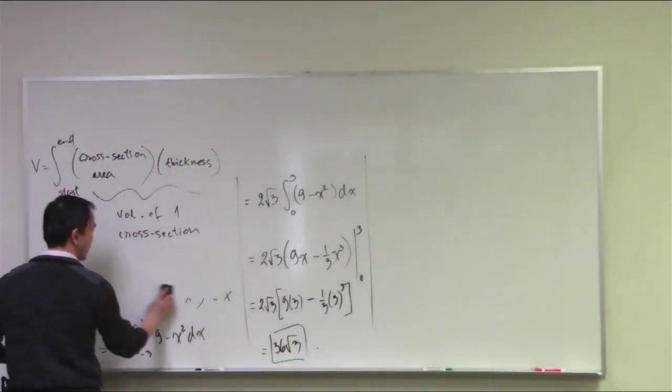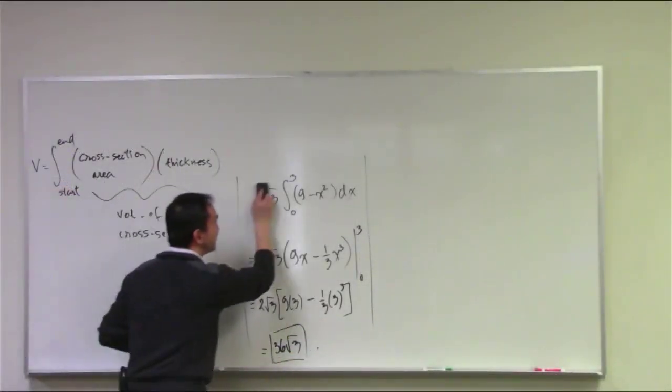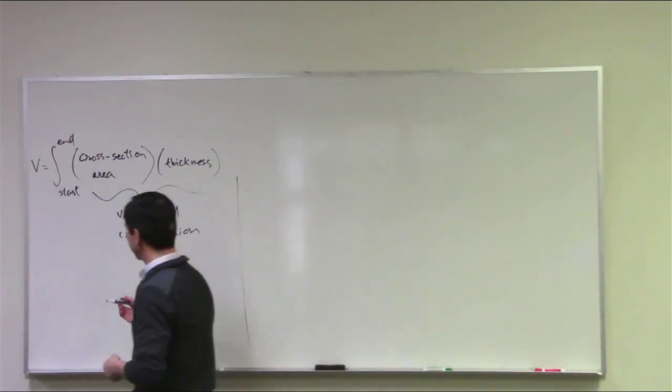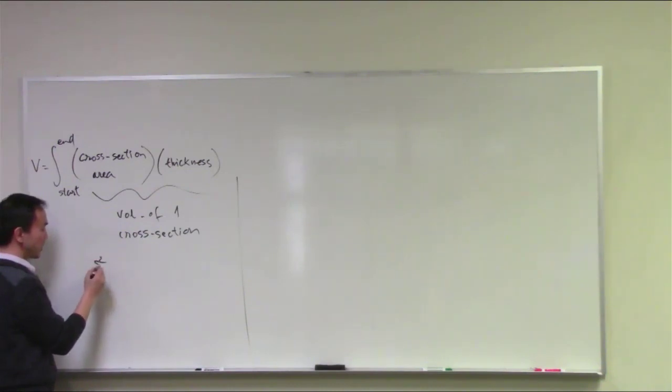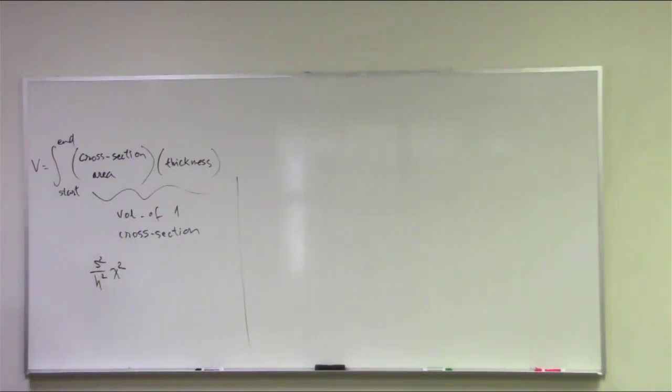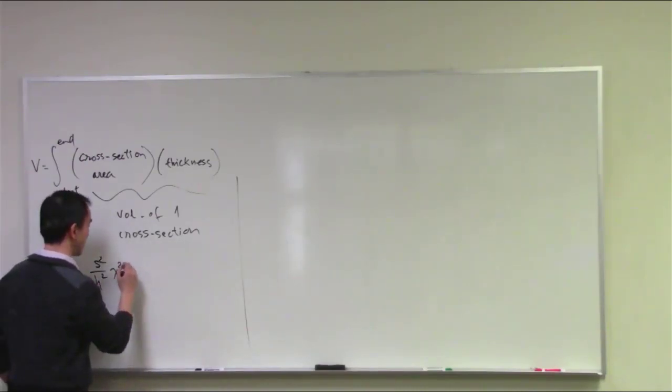So for the integral to calculate the final volume, the cross section's area is s squared over h squared times x squared, right? And then we multiply with thickness dx.